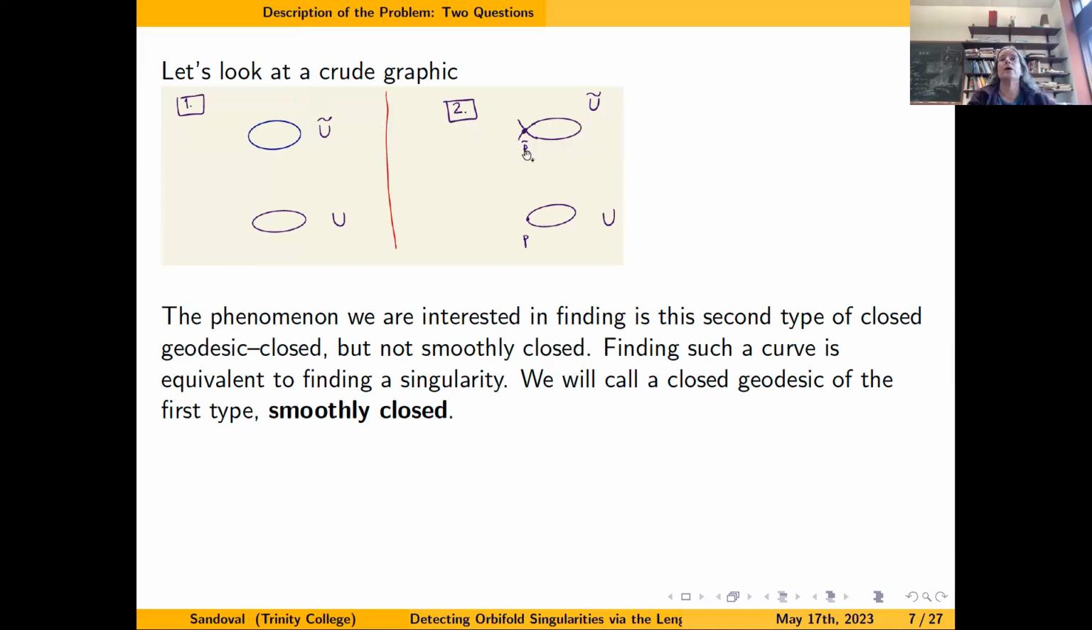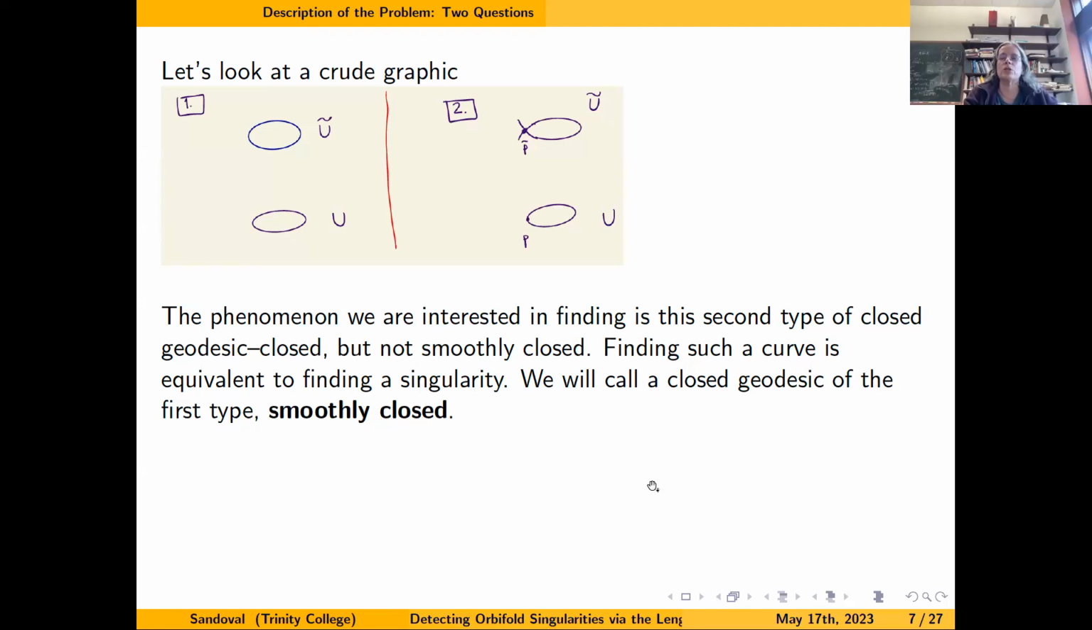And then we have the second type, where we maybe have some singularity here, and we have what would look like normally a geodesic lasso, but this little angle here is going to be corrected by some element of isotropy at this singularity. Okay. Here I just have one singularity on the curve. There could be more. It makes no difference. The phenomenon we're interested in finding is a second type of closed geodesic, because if we have such a closed geodesic, then it has to have a singularity. So I call those closed but not smoothly closed. If I could find such a curve, again, that's equivalent to finding a singularity.